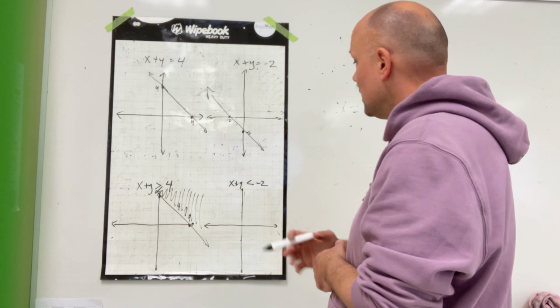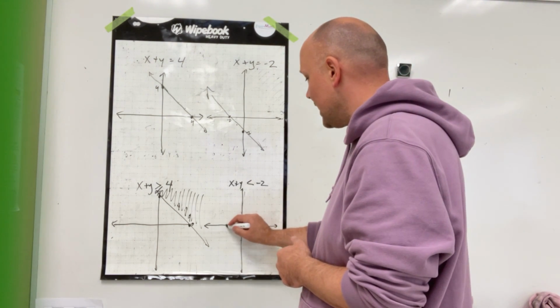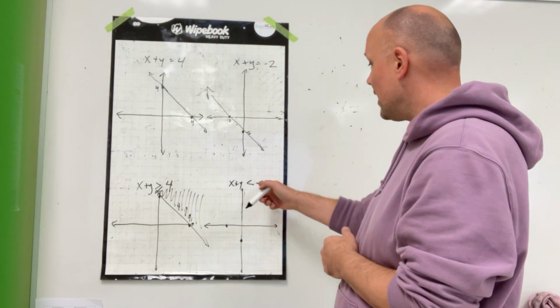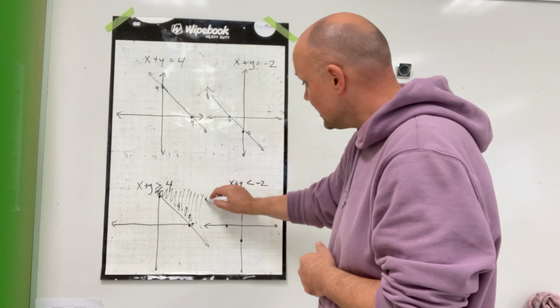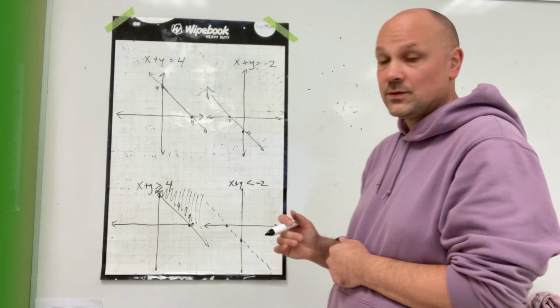Okay? If I want x plus y is less than negative 2, well, again, I'm going to put a line at negative 2. So the negative 2 are the intercepts. And now I'm going to make it dotted, because when it's not including this line, it's going to be dotted. So it's right up to that line.